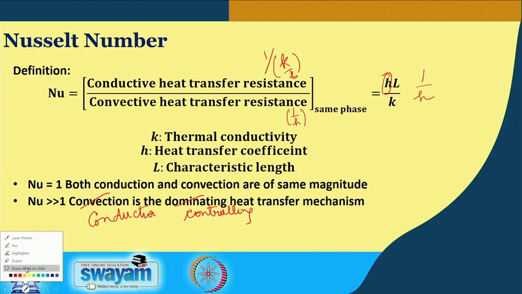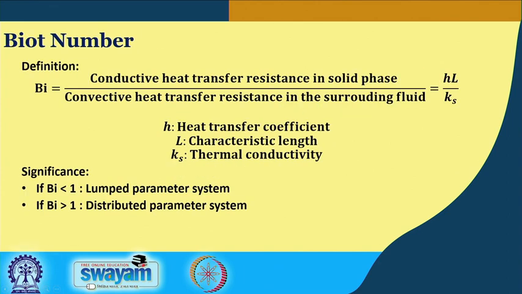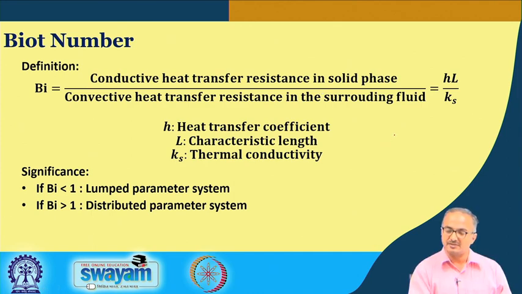Similar to the Nusselt number, we have a Biot number. Again, the Biot number is defined as the ratio of the resistance of conductive heat transfer in a solid phase to convective heat transfer within a surrounding fluid. Now, the difference between the Biot number and the Nusselt number is that the Biot number involves two different phases. For example, I have a solid which is immersed in some kind of fluid.